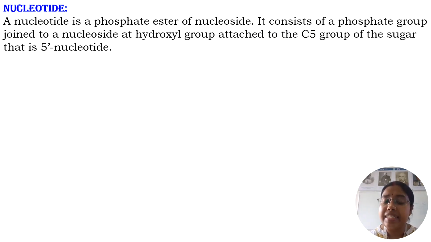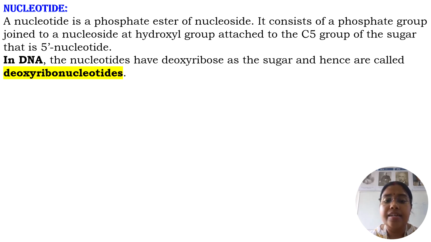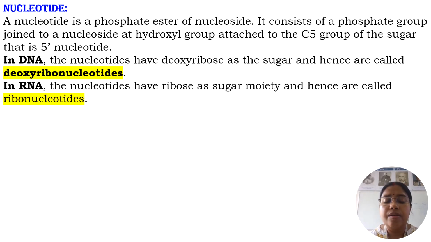A nucleotide is a phosphate ester of a nucleoside. I already told you, if you remove the phosphate group from the nucleotide, you will get the nucleoside. So the nucleotide is a phosphate ester of the nucleoside. It consists of a phosphate group joined to a nucleoside at the hydroxyl group attached to the C5 of the sugar, that is a 5' nucleotide. In DNA, it is known as the deoxyribonucleotide. For RNA, because of the presence of ribose sugar, it is known as the ribonucleotide.